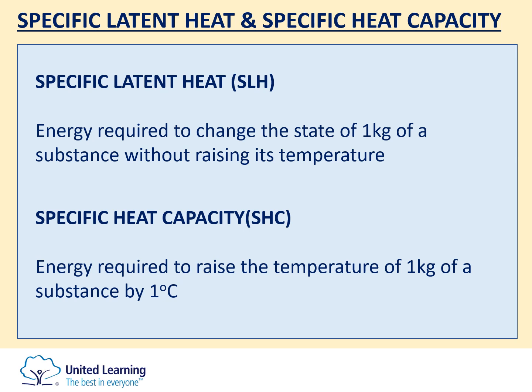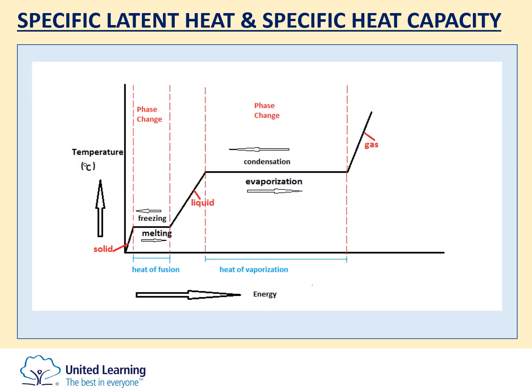Both of these quantities have a formula associated with them for doing calculations with, which is found on your formula sheet. They only appear in one equation, so if you're asked to use it, there is only one equation with those things on. Both specific latent heat and specific heat capacity can also be referenced in the form of a graph, as shown on the screen here now.